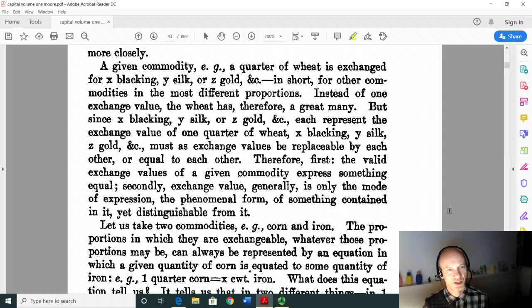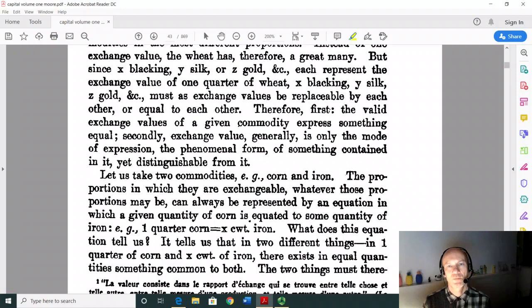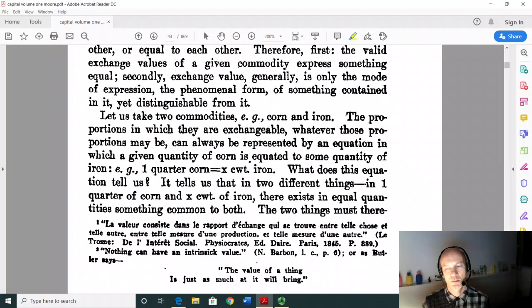Therefore, first, the valid exchange values of a given commodity express something equal. Secondly, exchange value generally is only the mode of expression, the phenomenal form, so the form of appearance, of something contained in it, yet distinguishable from it. So again, this is the puzzle that Marx starts out with, namely the question whether this proportion is accidental to the things themselves or somehow has something to do with these things.